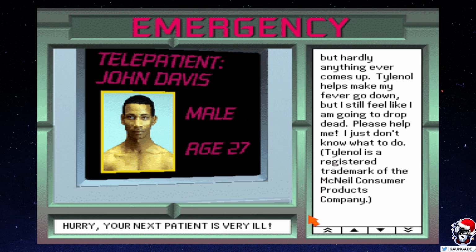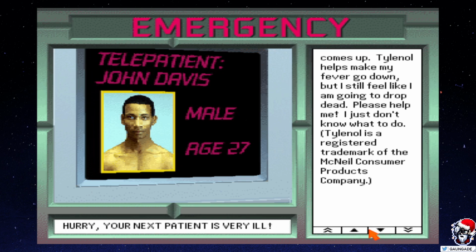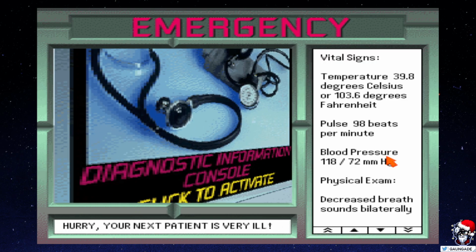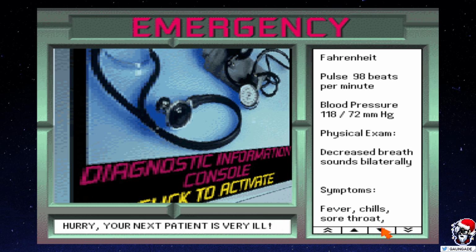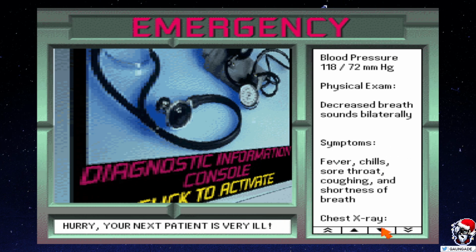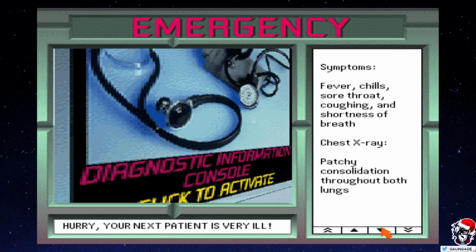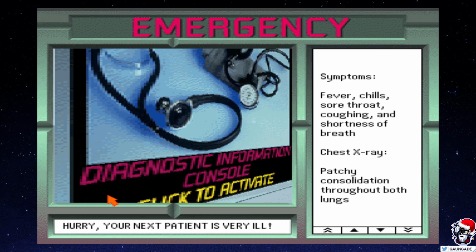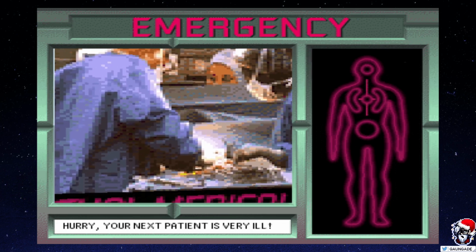Tylenol is the registered trademark of the McNeil Consumer Product Company. Decreased breath sounds bilaterally. Fever, chills, sore throat, chest x-ray, patchy consolidation throughout both lungs. Oh shit, gotta dual wield the lungs.